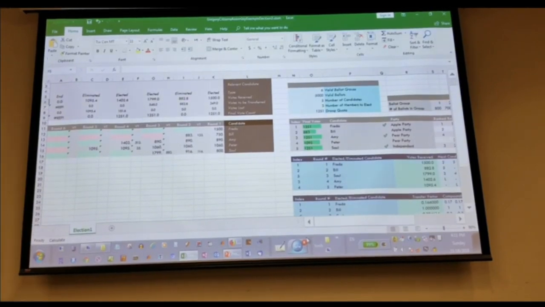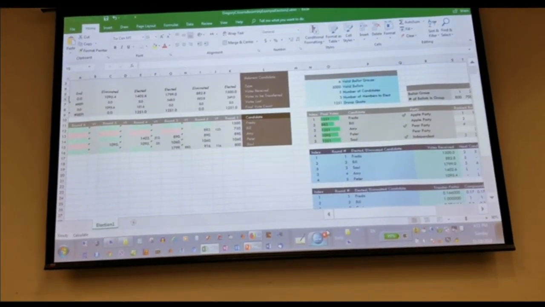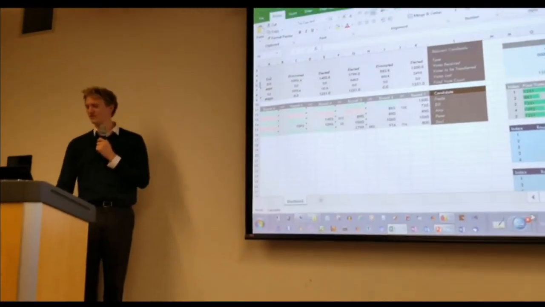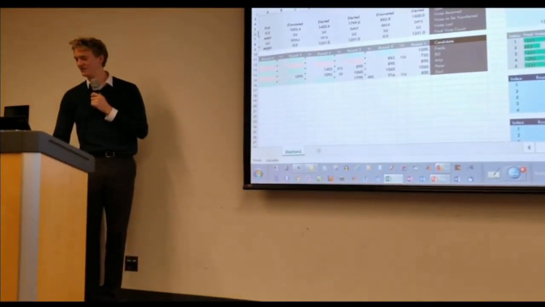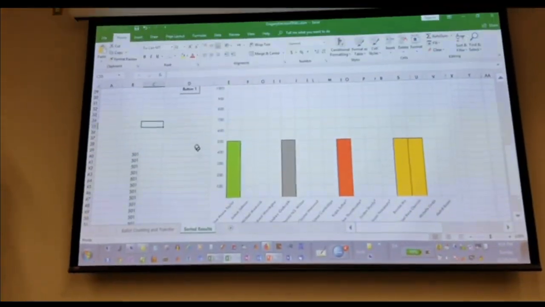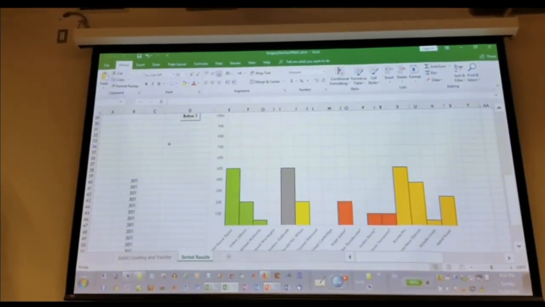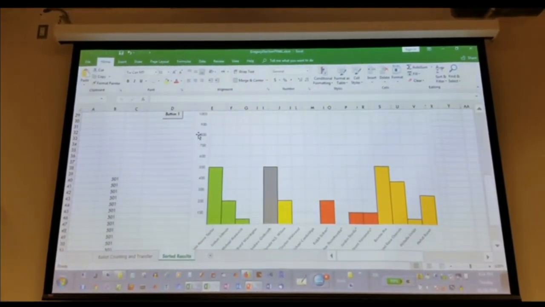Now, do you guys have any questions about this simpler example? Okay, so are you excited to see the results of the actual election? I have a little graph for you to show you. You might have to watch kind of carefully.